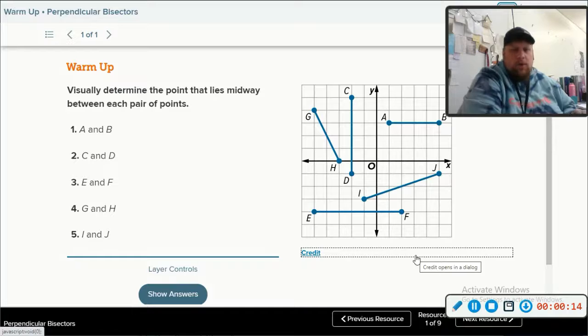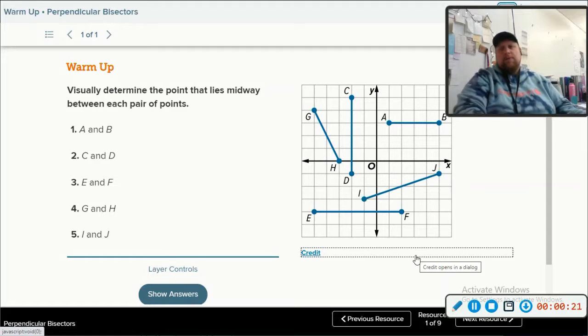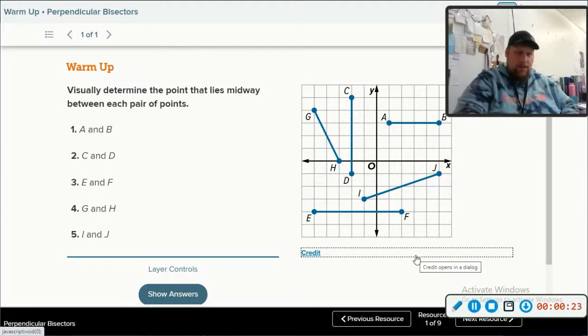So here is the warm-up. We'll start most days with the warm-up. Visually determine the points that lie midway between each pair of points. In other words, find the midpoint visually and just mark it down in your notes. Ready, set, go.